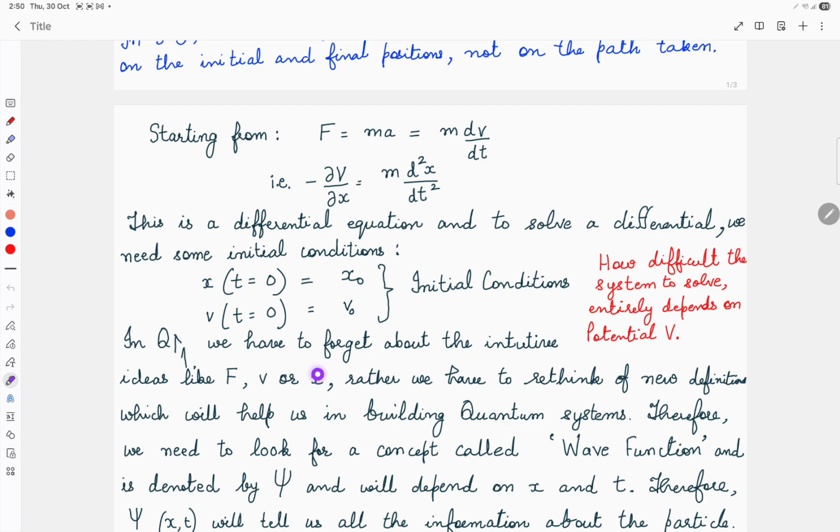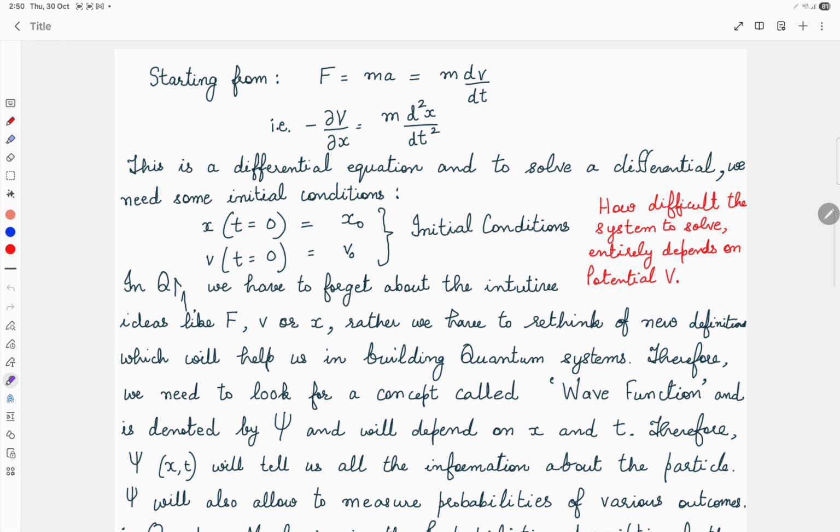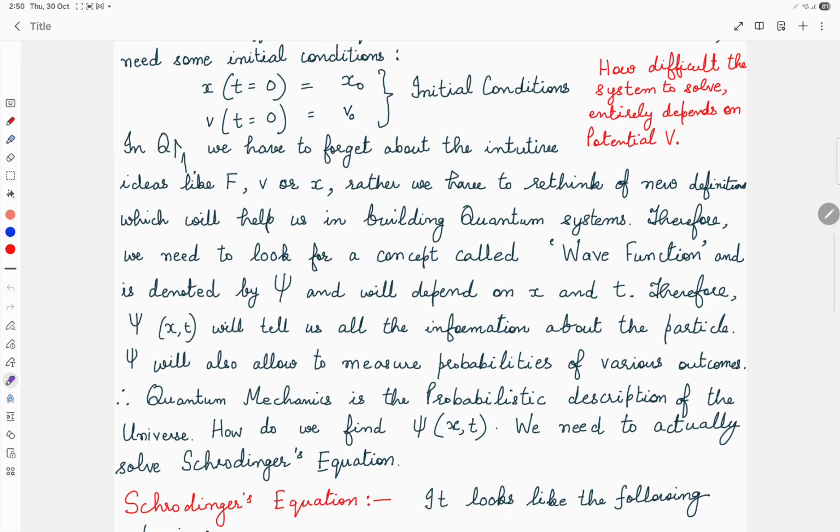Now we want to find out the position of the electron using Newtonian mechanics. We can find the position by using Newton's relations that we already know, using classical mechanics. But in quantum mechanics, we have to rethink this approach. Now we need to look for a concept called the wave function, denoted by psi, and it will depend on x and t. So this is the wave function.